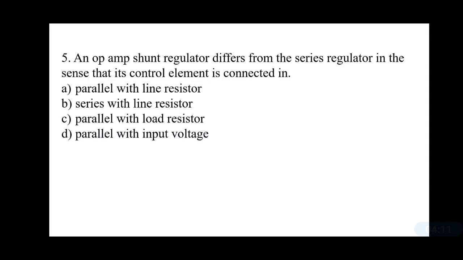Next question. An op-amp shunt regulator differs from the series regulator in the sense that its control element is connected in: option A, parallel with line resistor; option B, series with line resistor; option C, parallel with load resistor; and option D, parallel with input voltage. The op-amp shunt regulator differs from the series regulator in that its control element is connected in series with line resistor.